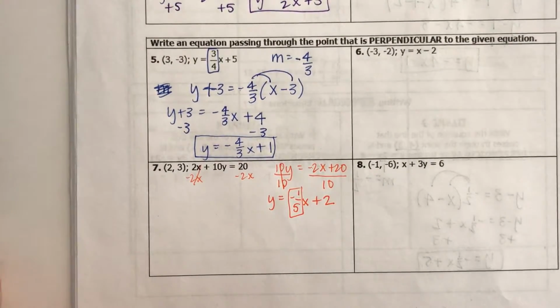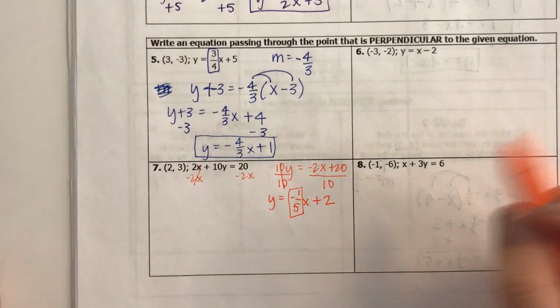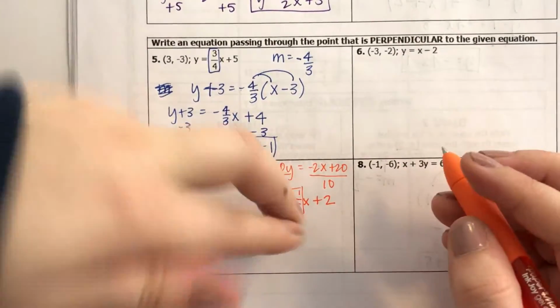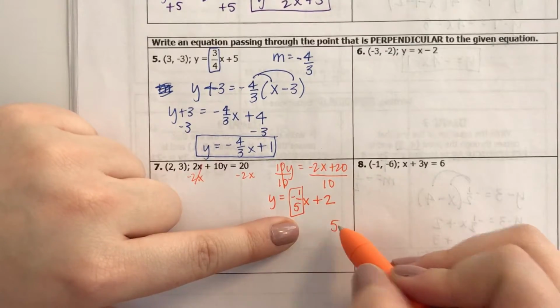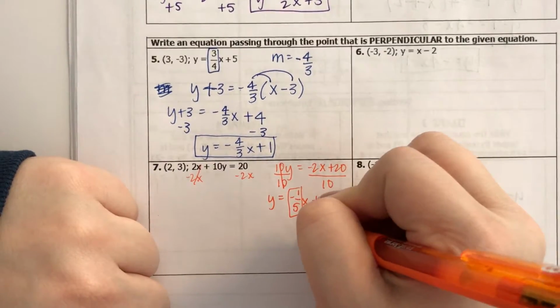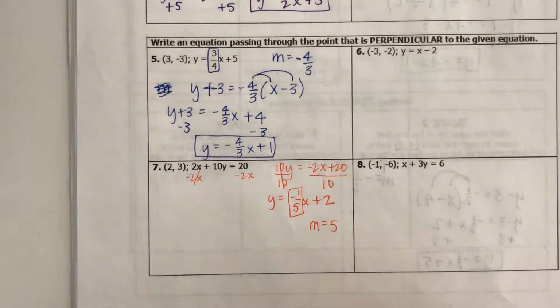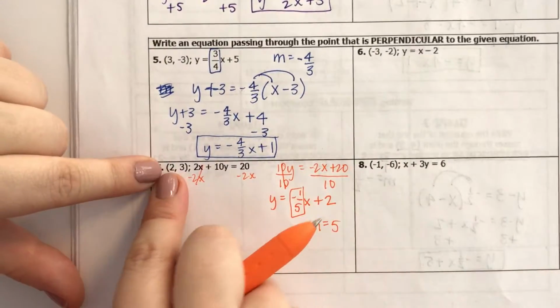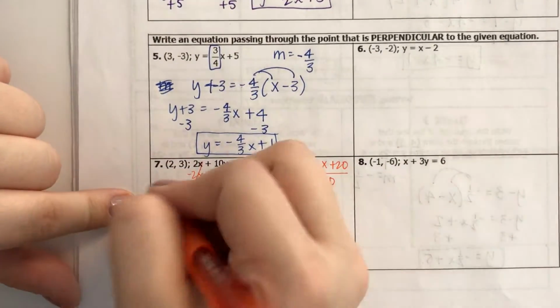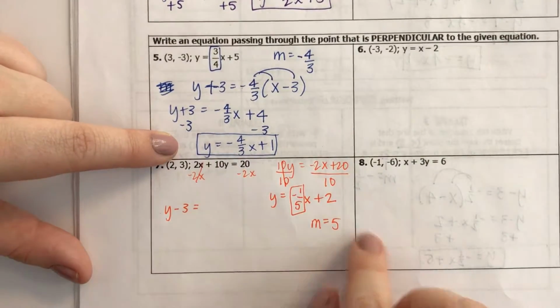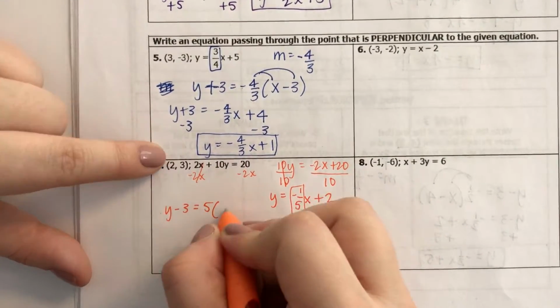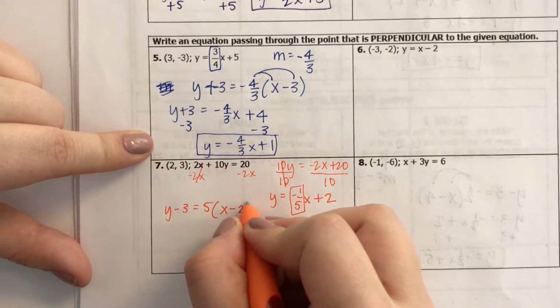I need to flip that and make it the opposite sign. So if I flip 1 over 5, I get 5. And since this is negative, this needs to be positive. So we know what our slope needs to be, 5. Okay? We have our slope and our point, and we can plug it into our formula. y minus 3 equals 5 times x minus 2.